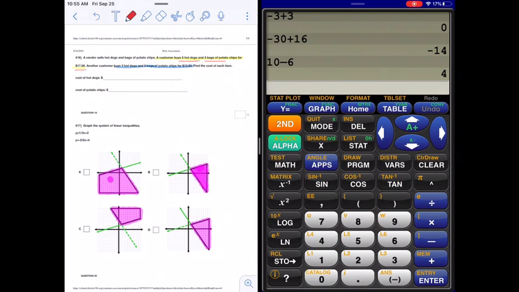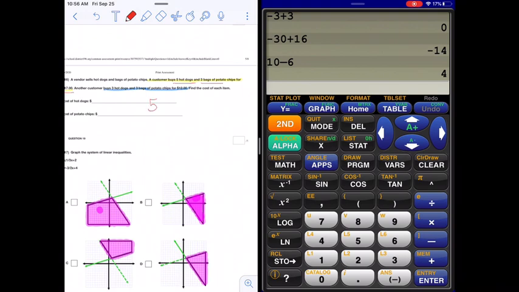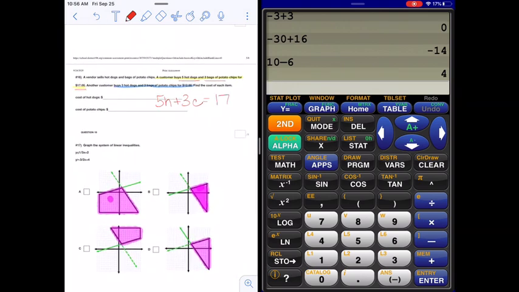So here's what I'm going to do. I am going to look at just the yellow first. 5 hot dogs. So I'm going to call that 5H. So 5 times however much an individual hot dog costs, plus 3 times your bags of potato chips, I'm going to call it C, equals your $17. So once again, I have 5 hot dogs times however much money I spend on a hot dog, plus 3 bags of potato chips times how much money I spend on an individual bag of potato chips, and that equals 17.